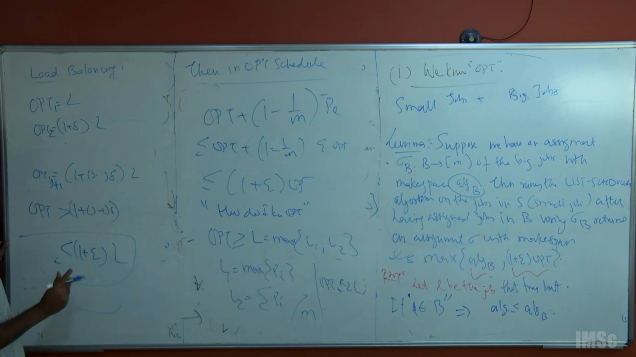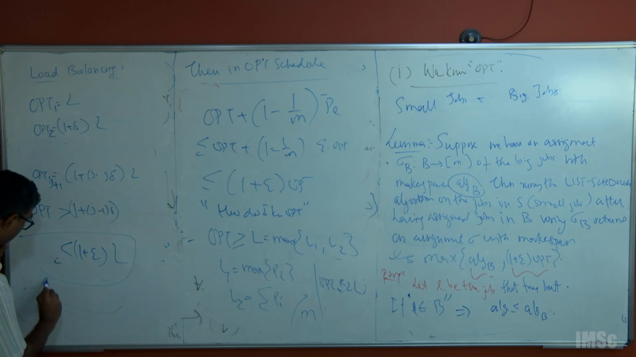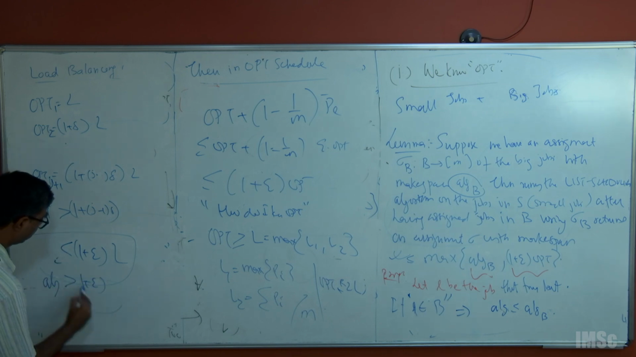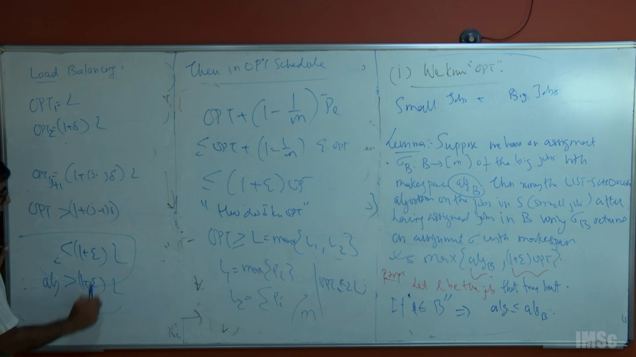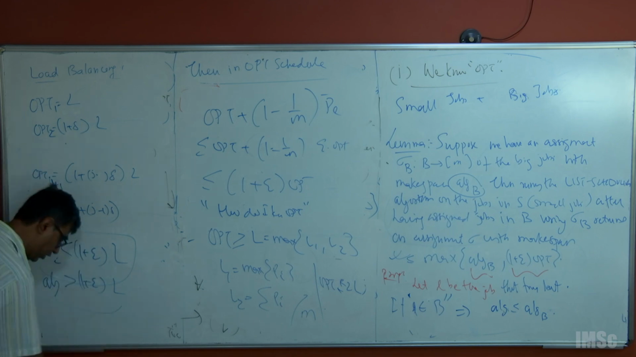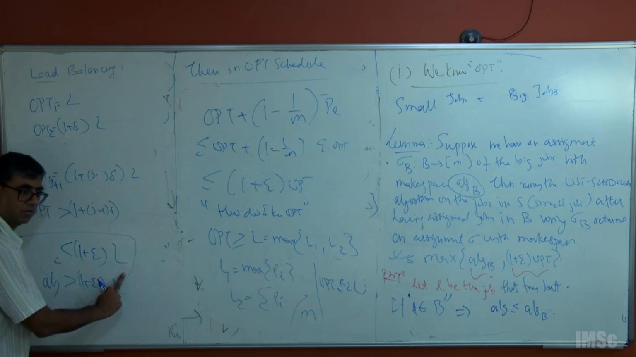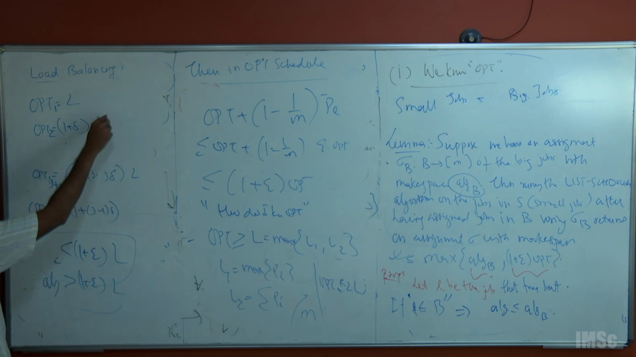It says, nah, I made my algorithm, I did whatever you asked me, but the makespan is actually 1 plus epsilon times L. Then I know this L is wrong, because if my correct L had been there, my algorithm would succeed with 1 plus epsilon. Okay, so then this is wrong.